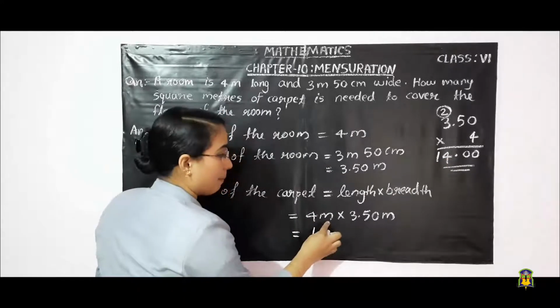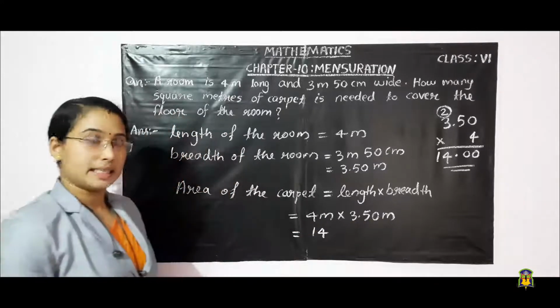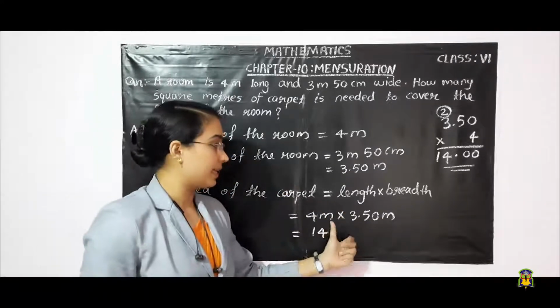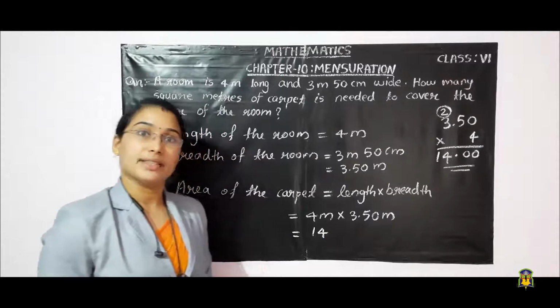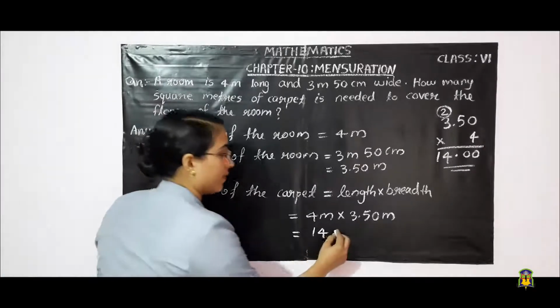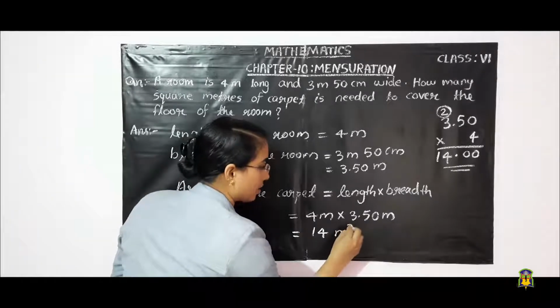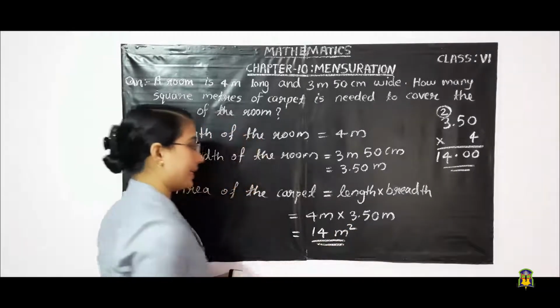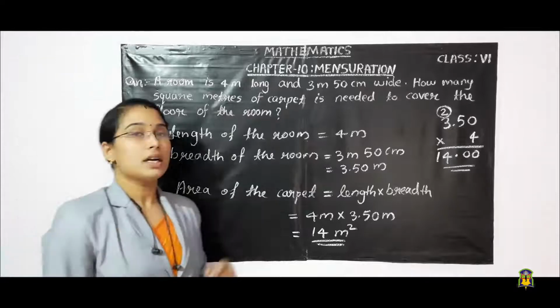And here meter into meter. Meter multiplied by meter means we will get meter square, otherwise square meter. That is the unit for area. Okay. So here we can write meter square. So 14 meter square is the area of the carpet.